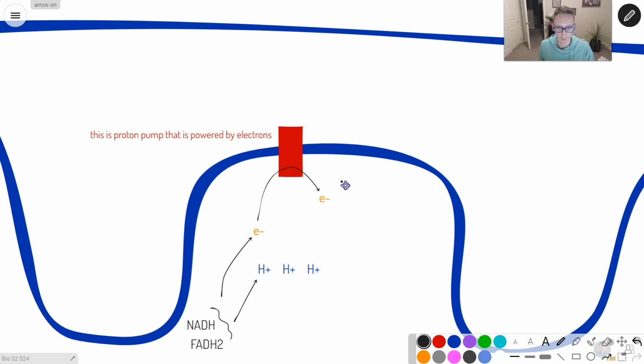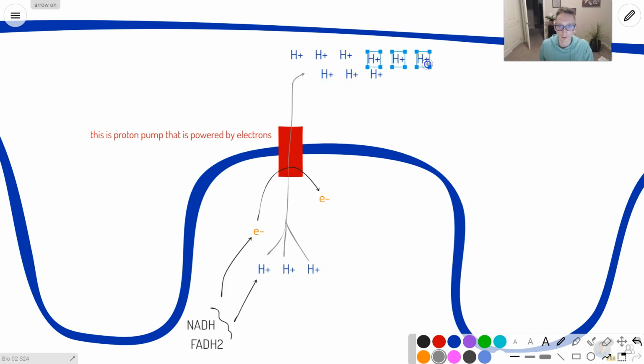And what do you think that pump does? It's a proton pump. So this proton pump is gonna pump these bad boys through to the sun. So now we've got our protons. We got mega protons up here. Lots of protons. Because they just keep coming.